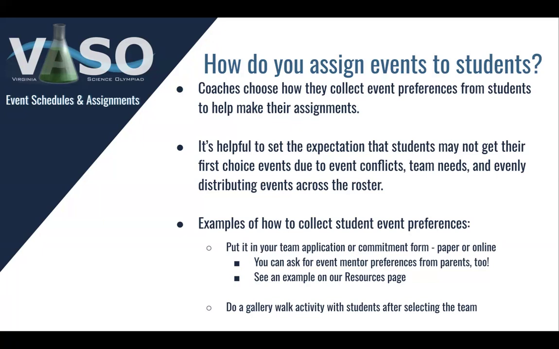One option to consider is to put that information about event preferences in your team application or commitment form, whether you do it on paper or collect it online, like in a Google form. You can ask students to rank their event preferences generally, or even rank them by event grouping within the event grouping. You can also ask for event mentor preferences from parents too, if that's something that your team is going to pursue.